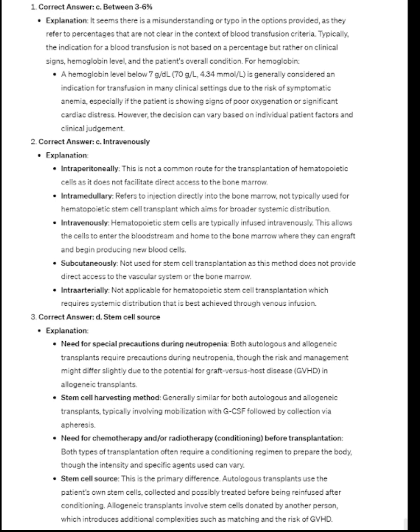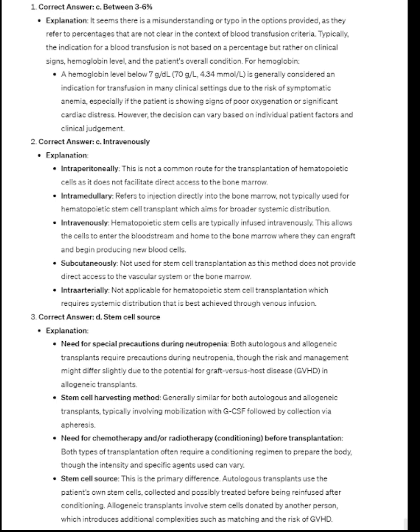This allows the cells to enter the bloodstream and home to the bone marrow, where they can engraft and begin producing new blood cells. Subcutaneously, not used for stem cell transplantation, as this method does not provide direct access to the vascular system or the bone marrow. Intra-arterially, not applicable for hematopoietic stem cell transplantation, which requires systemic distribution that is best achieved through venous infusion.